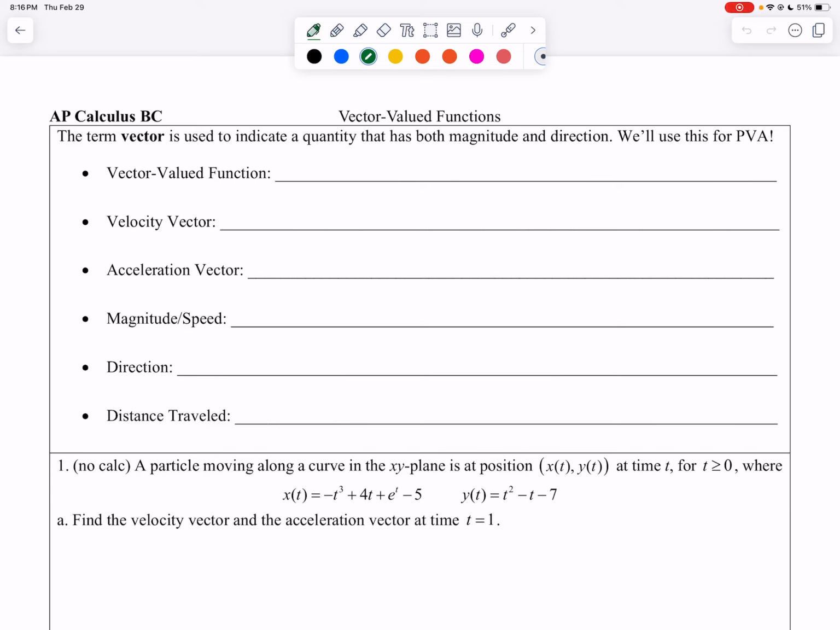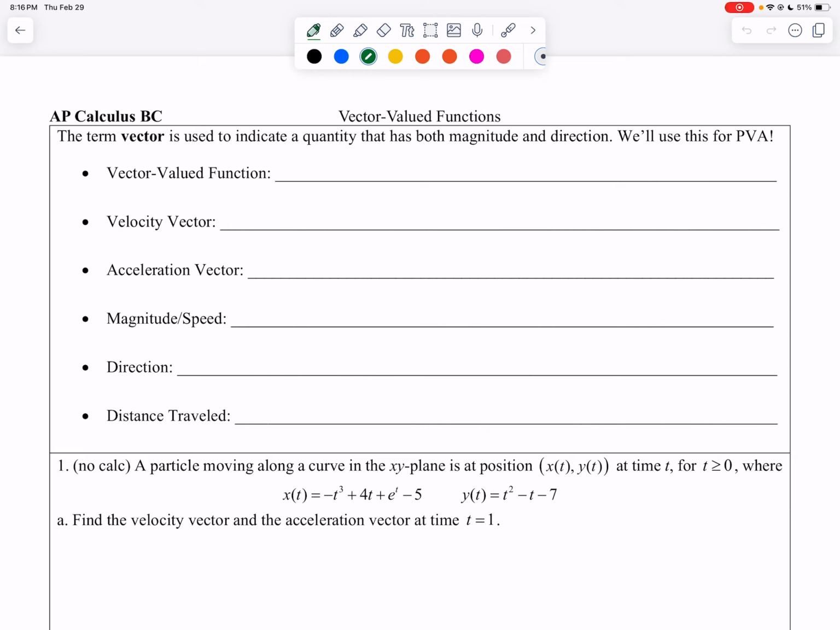Alrighty, in this video we are going to be talking about vector value functions. And the term vector is going to be used to indicate a quantity that has both magnitude and direction. We'll use this with PVA problems that you'll see on the exam. But first, some definitions.